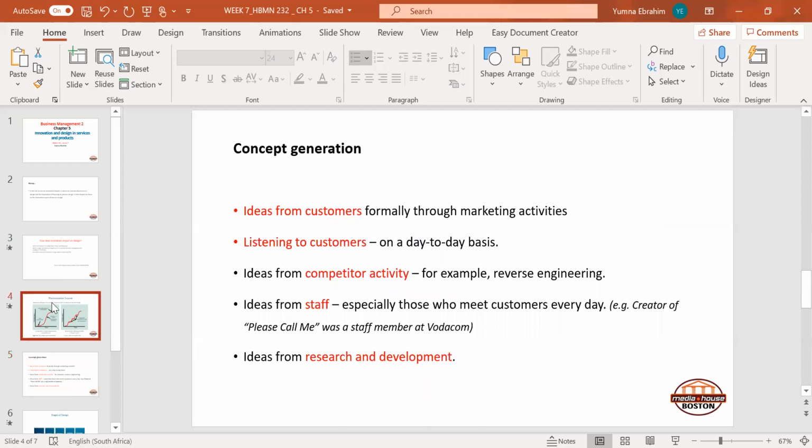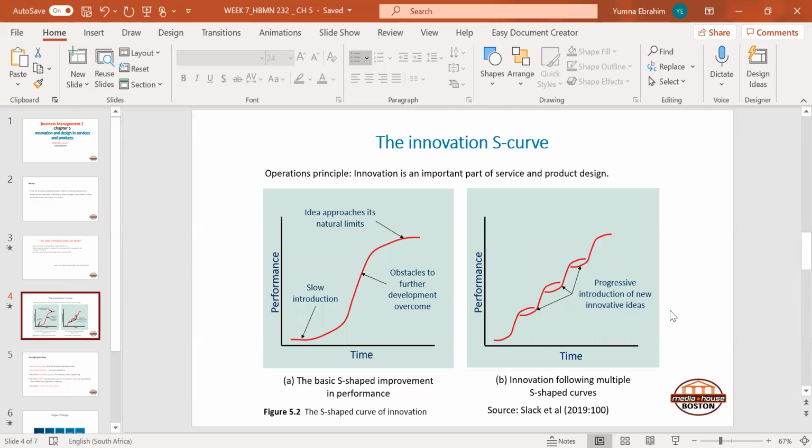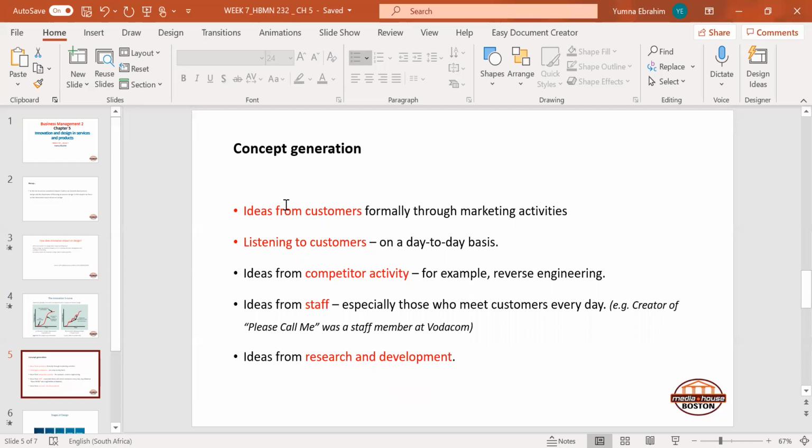So what do we mean by concept generation? How will you as a business be able to progressively introduce new and innovative ideas? Well, one way is to get ideas from your customers. So you can ask your customers, what do you like about this product? What don't you like? What do you like about our service? What additional services would you like to see us offer? And listen to what customers say. This is often why a lot of businesses, after you've visited, for example, Woolworths, will send you a survey. What did you like about the store? What worked? What didn't? You can also look at your competitors. What are they doing? Anything that they have introduced that seems to be working well.